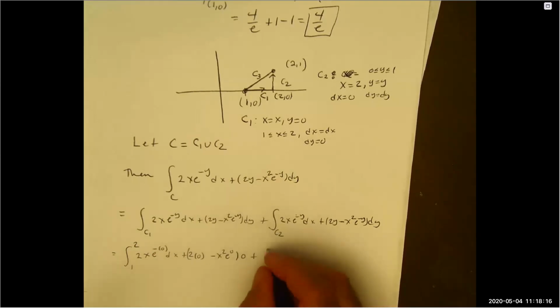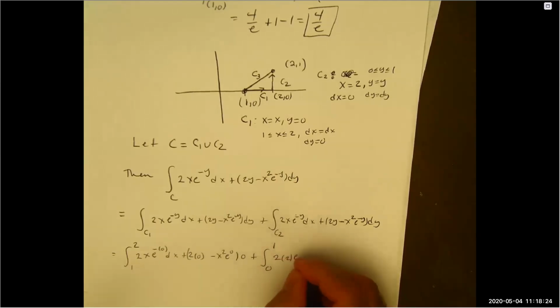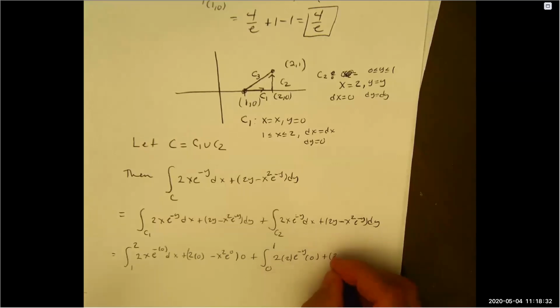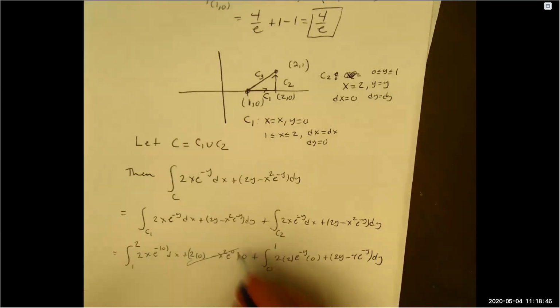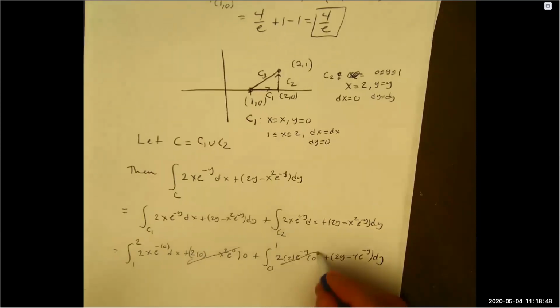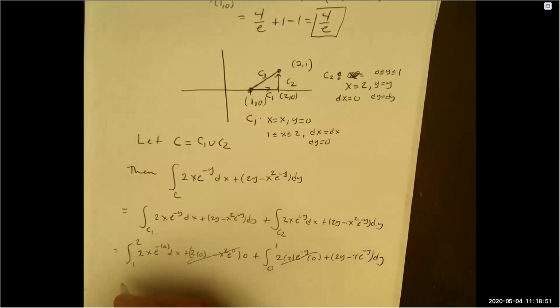All right, and then for the other one, for the C2, we're going to have the integral from 0 to 1, and then we'll have 2 times 2e to the minus y, all times 0, plus 2y minus 4e to the minus y dy. So we have all that. So since all this part is multiplied by 0, this part is gone, and this part is gone. So what that leaves me with is just the 2x.